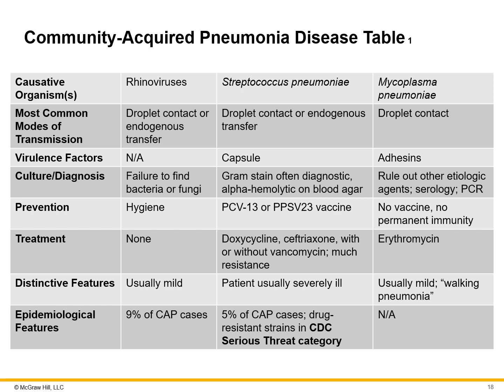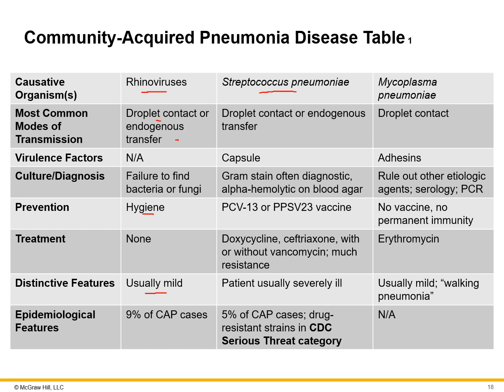All right, so if we, again, kind of summarize all of these, some of the multiple causative agents here of pneumonia. So rhinovirus can be spread by droplet contact or endogenous transfer. Again, good hygiene. There is no treatment for the virus, but it is typically mild.